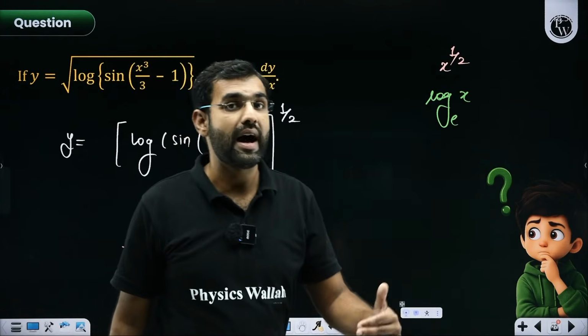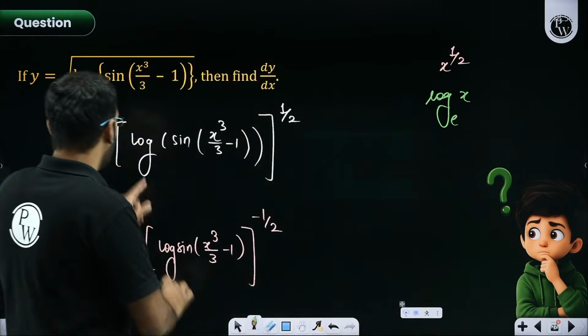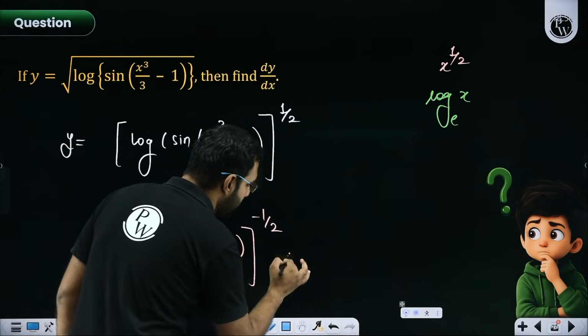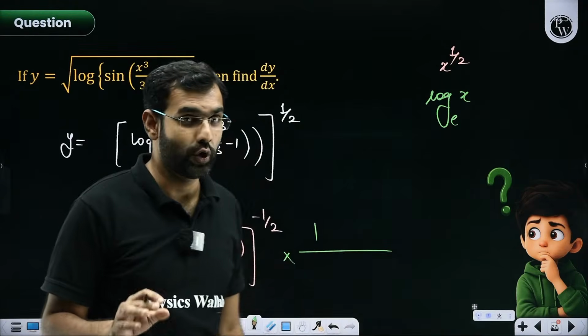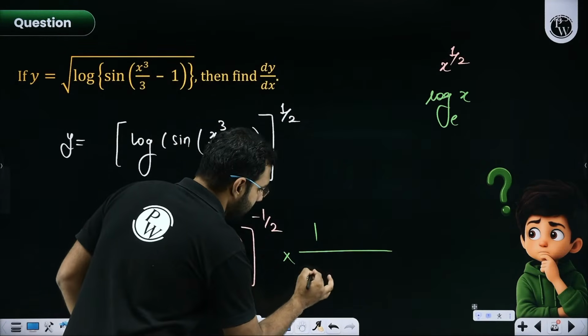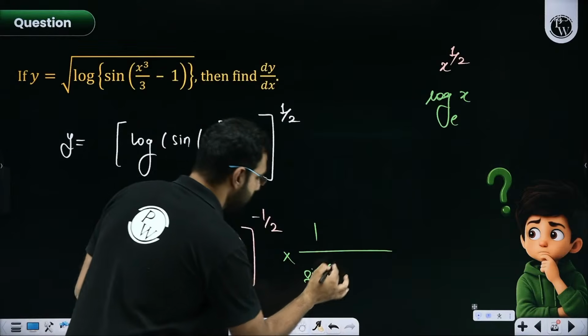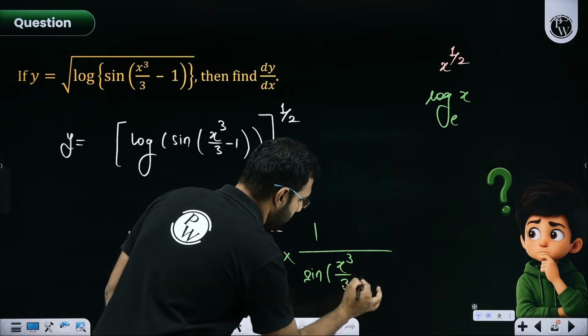If you have ln x, its derivative is 1 upon x. But what is x? Unfortunately, it's not just x. The argument here is sine of x cube by 3 minus 1.